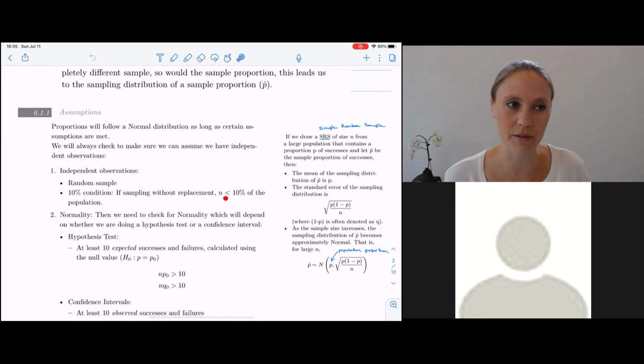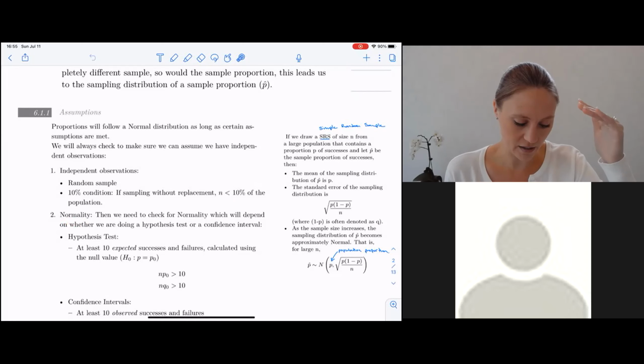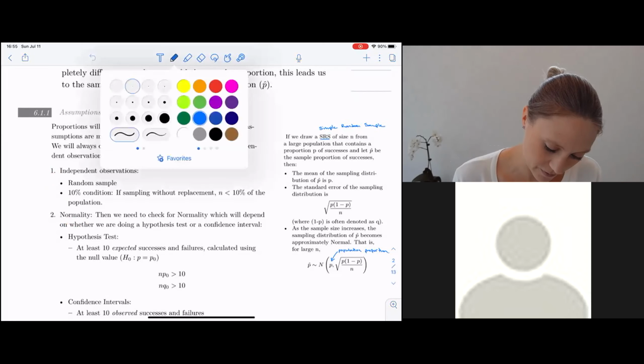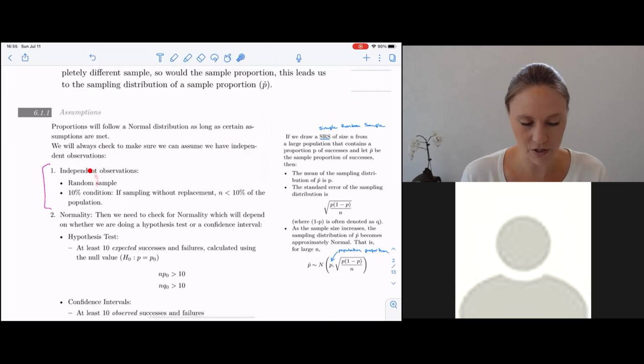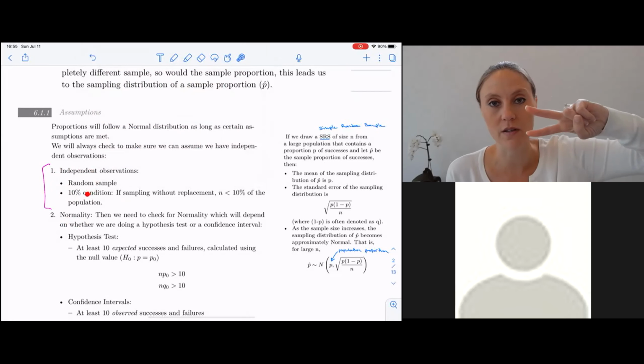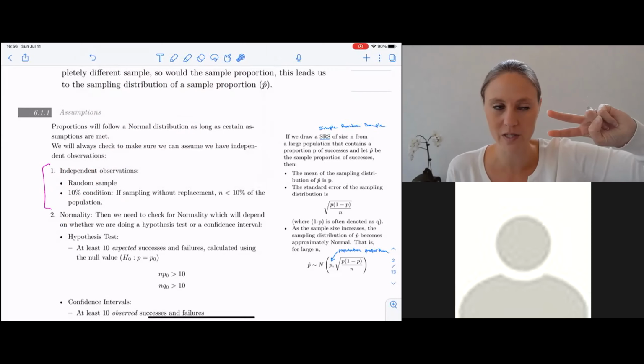Usually it's not a problem, right? Usually your sample size is not more than 10% of the population, so that's usually fine. The second set of observations, so I break them up into two categories, right? So here first you have to check that you have independent observations, and there's two sub checks in there.